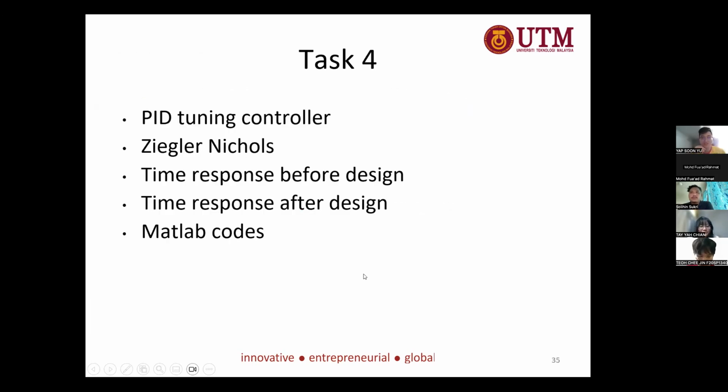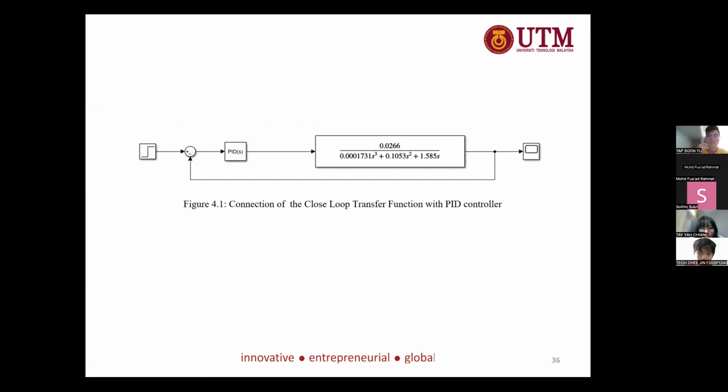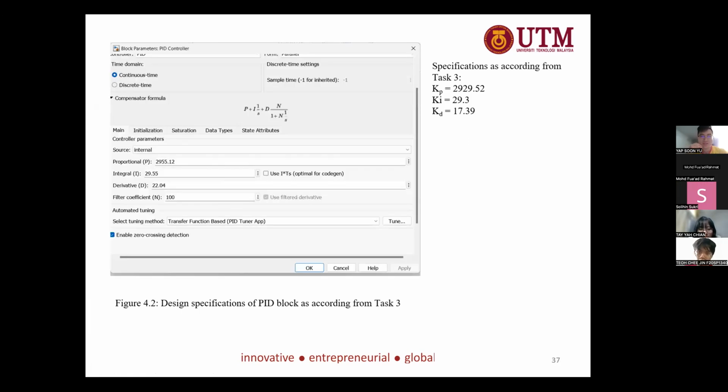Okay, so now I'll continue with task 4. Task 4 is basically about PID tuning. Next slide. The PID tuning for this task is just improving the TS and the percentage overshoot to test if we can improve more. The bode plot diagram. So for the PID design specs, we just use the KP, KI, KD from task 3, which is from Mia Chen's task. And then we continue to the next slide.